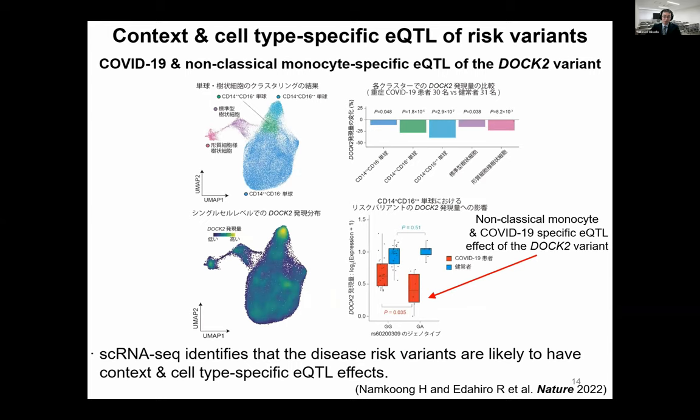And the expression is dysregulated in severe COVID-19 patients, and disease risk variants have COVID-19 and non-classical monocyte specific eQTL effects. So anyway, DOCK2 is really dysregulating COVID-19 severity, but this also shows that the combination of GWAS resources and omics resources, such as single cell sequencing, can tell us new insights in disease biology.